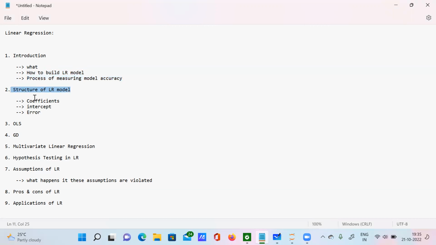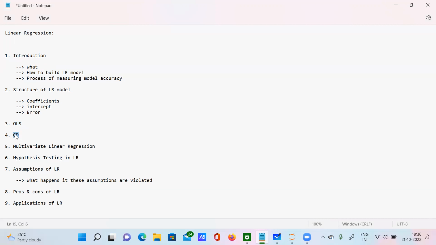Then the structure of the linear regression model, what all the coefficients involved inside the model are, and what is meant by an intercept and what an error is. And then we're going to turn towards the ordinary least squares method. This is a method with which we can build or run our linear regression model. It is one of many methods, but out of all those, we're going to look at the two most popular: ordinary least squares and gradient descent.